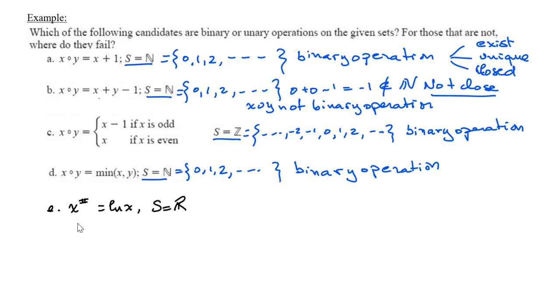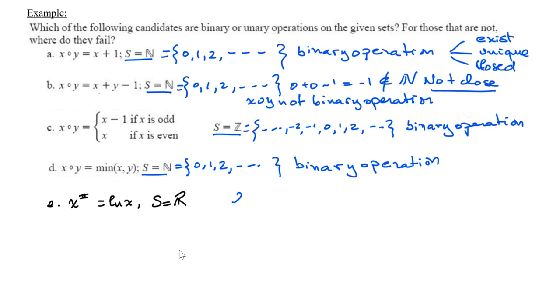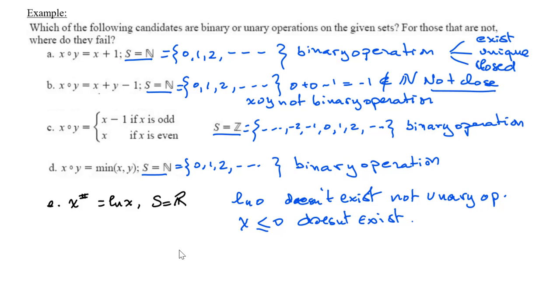So assume I have another one here. For example, x, with this symbol, equals ln x. Is this a unary operation? But again, S is all real numbers. So what does it mean? If I pick any x from the real numbers and plug it here, does it exist? Well, the existence fails, because how about if I pick 0? ln 0 doesn't exist. And therefore this is not a unary operation. Of course, if I pick any x less than or equal to 0, it doesn't exist. So it is not a unary operation.